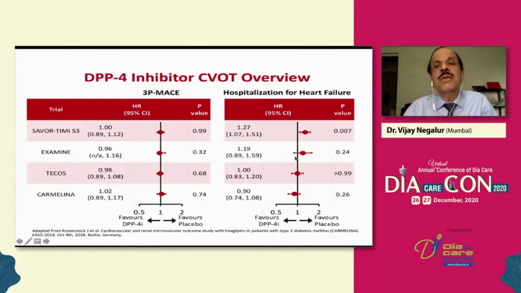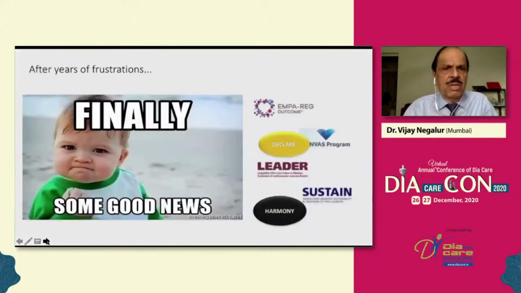The EXAMINE study also showed a similar trend, though the p-value was not significant, and the TECOS and CARMELINA were neutral from that point of view, and CARMELINA showed some 10% reduction without a significant p-value. So this is the story of DPP-4 inhibitors, which did not show any cardiovascular superiority. In fact, few of the drugs showed increased incidence of heart failure in patients with diabetes. So after years of frustration, finally, some good news has come.